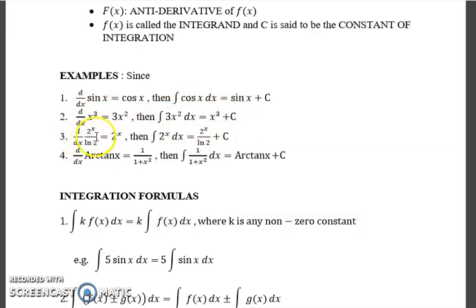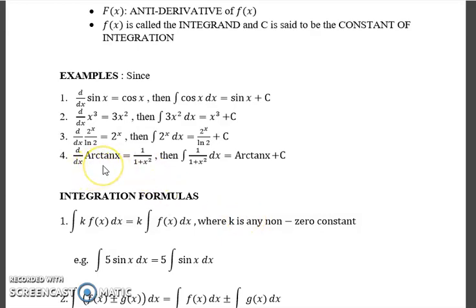The derivative of 2 to the x over ln of 2, when we apply the constant multiple rule for differentiation and the derivative of an exponential function. So you copy 1 over ln of 2. When you differentiate 2 to the x, it would be 2 to the x times ln of 2. So it will cancel with ln of 2. So the result would be 2 raised to x. And therefore, the integral of 2 raised to x would be 2 raised to x over ln of 2.